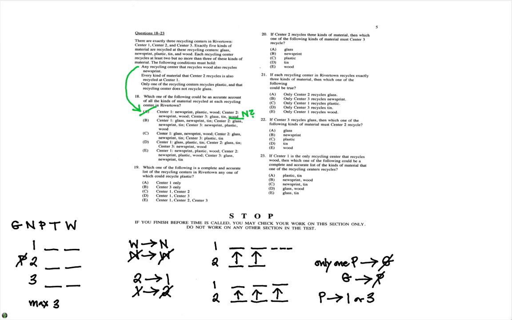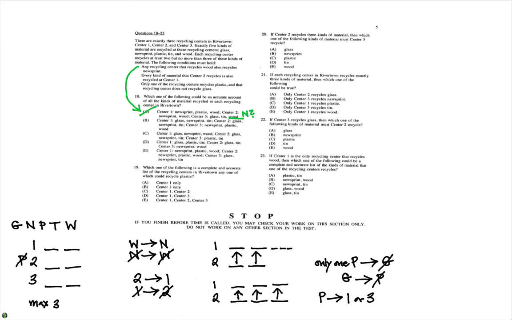Checking the other ones, B, center 3 has wood, also has newsprint, fine. C, center 1 has wood, has newsprint. D, center 3 has wood, has newsprint. E, center 1 has wood, has newsprint. Center 2 is also fine. So moving on to the second rule.